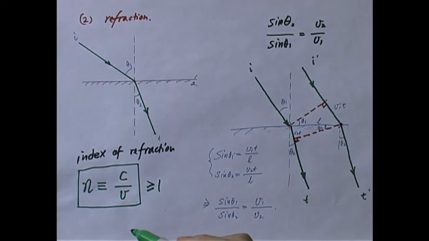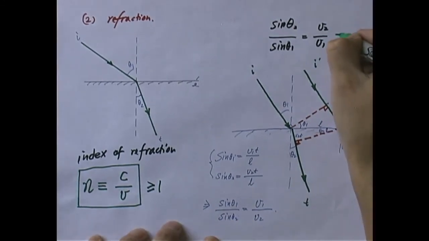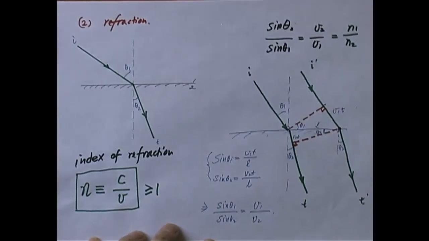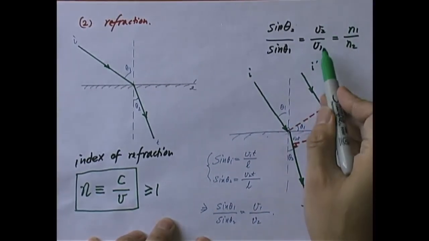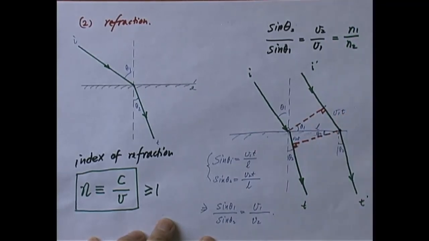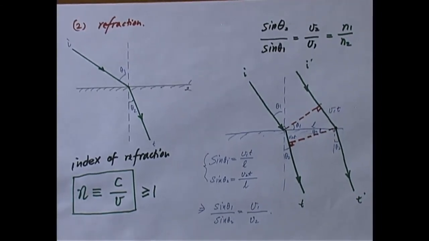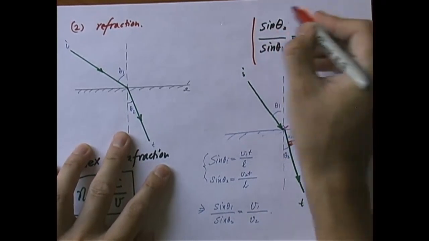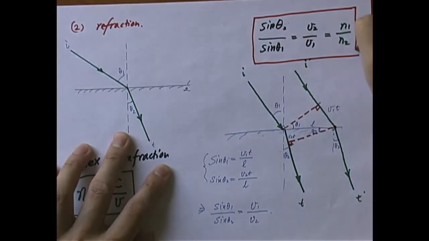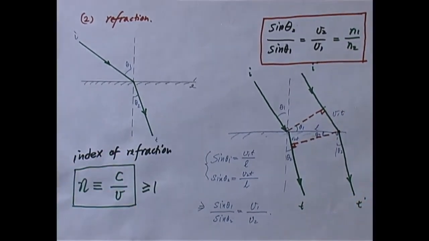With that notion, we know that n is inversely proportional to v. So I can write v2 over v1 as n1 over n2. n1 and n2 are just numbers, which is much easier to deal with than the giant value of the speed of light. So this is Snell's law of refraction, and we successfully derived it from the notion of light being a wave.